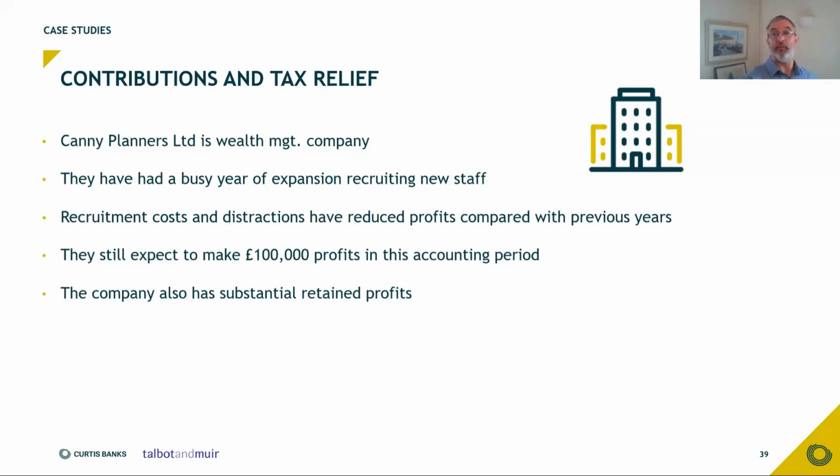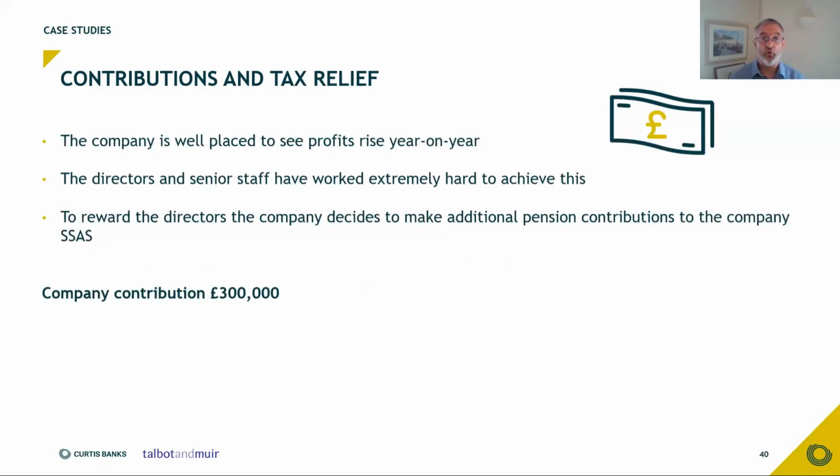As a result of the recruitment efforts and being slightly distracted from their day job, the directors made a profit for the year, less than previously, let's say 100 grand. They have substantial retained cash profits in the business. They didn't have to spend as much as they thought on the recruitment drive. They've geared the business up to be really successful in the future, and they think they deserve to pat themselves on the back. So they decide to make a company pension contribution into the SSAS, annual allowance plus available carry forward if relevant or necessary, just to reward themselves, 300 grand.